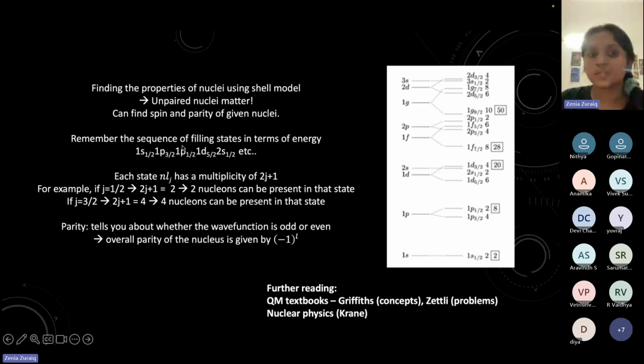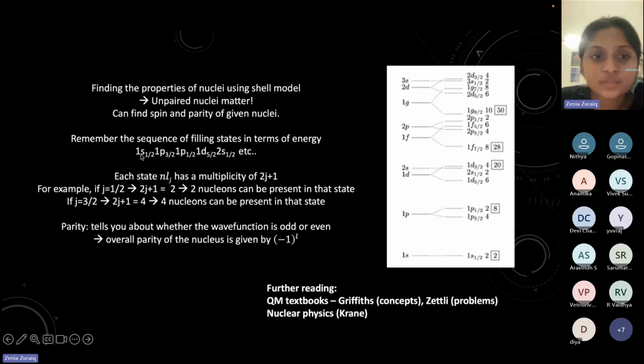So as I said, remember the sequence of filling states in terms of energy. So you go from 1s half, then 1p 3 by 2, 1p half, 1d 5 by 2, 2s half, 1d 3 by 2. Try to memorize if you can at least until 28 or 50, because that will be very useful from the exam point of view. I don't have any immediate trick for you to remember. I'm very sorry. But again, there are some things that you can remember, like the spin. The larger J values are always lower energy when compared to the smaller J values. Again, these are things that come in a full nuclear physics course, and I don't know how to immediately give you in a catchy way.